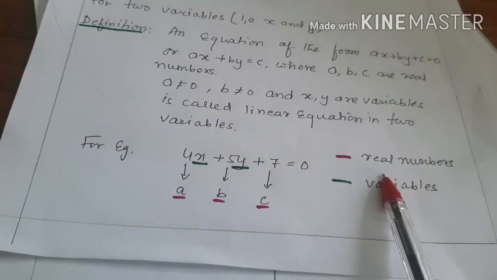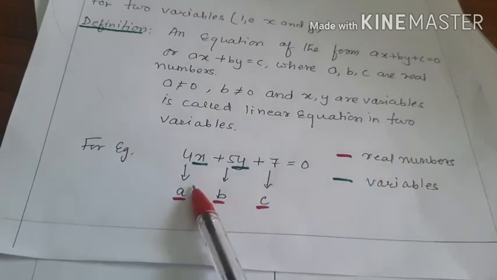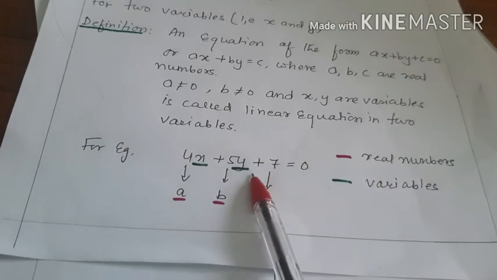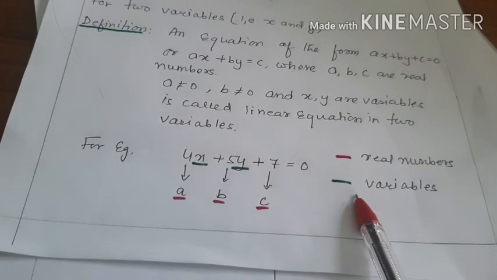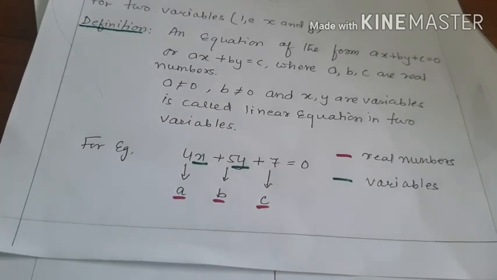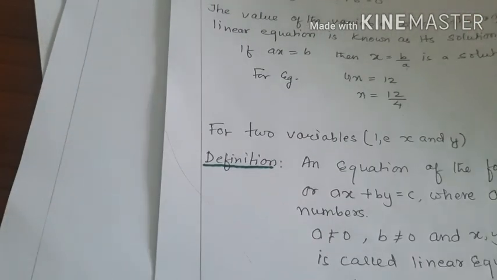They are real numbers. And there is x and there is y. We call them variables, meaning values that can be changed. Okay, so this is for your general understanding of linear equations.